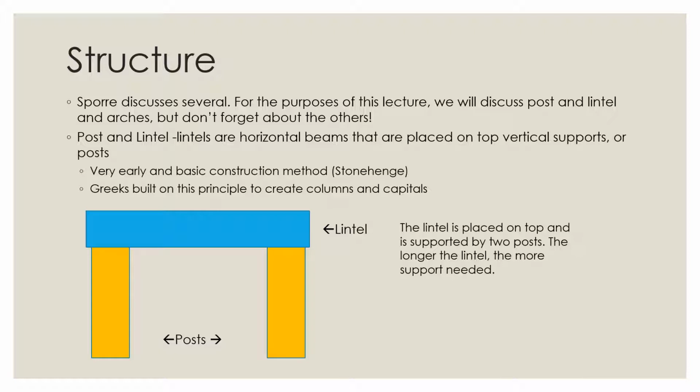So lintels are horizontal beams that are placed on top of vertical supports, or posts. This is a very early and basic construction method. Think of Stonehenge. The Greeks built on this principle to create columns and capitals. Here I've created my own diagram to show a basic post and lintel construction. The lintel is placed on top and supported by the 2 posts. The longer the lintel, the more support it will need.